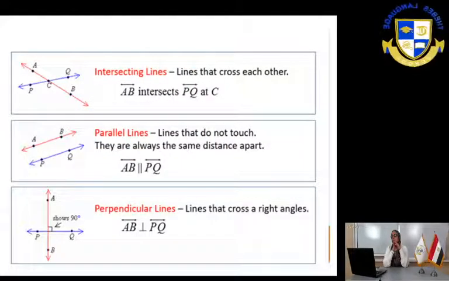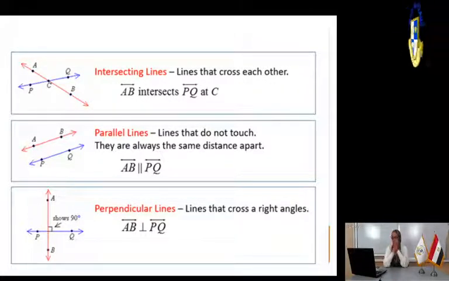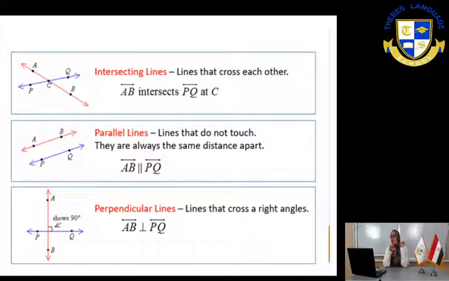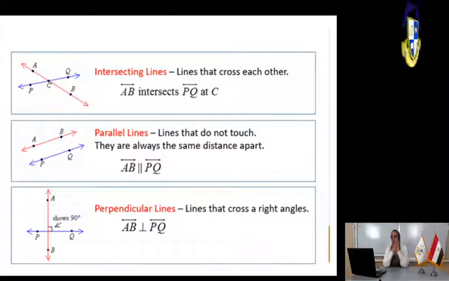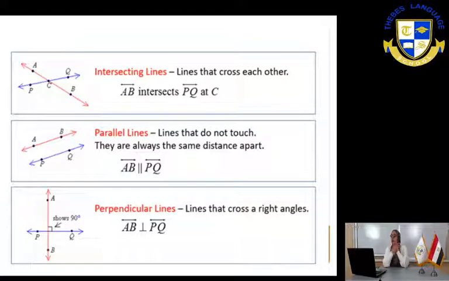And the next straight lines will be parallel lines. The parallel lines never intersect. We can say AB is parallel to PQ. So they don't have any intersection point and they never intersect at all.